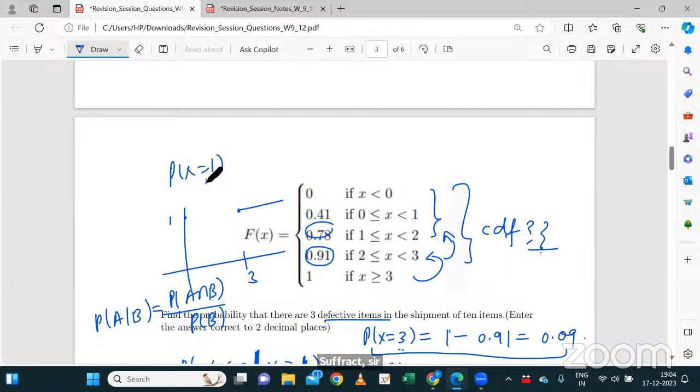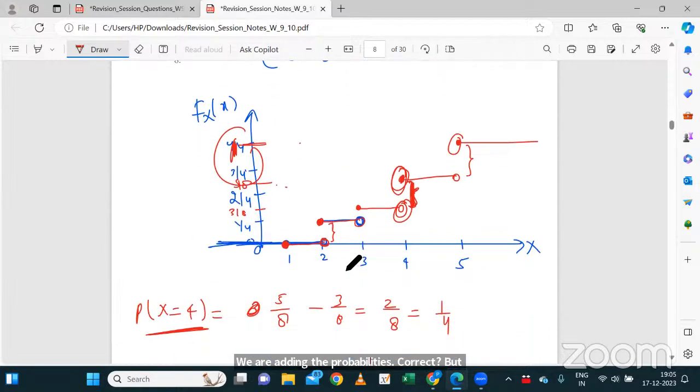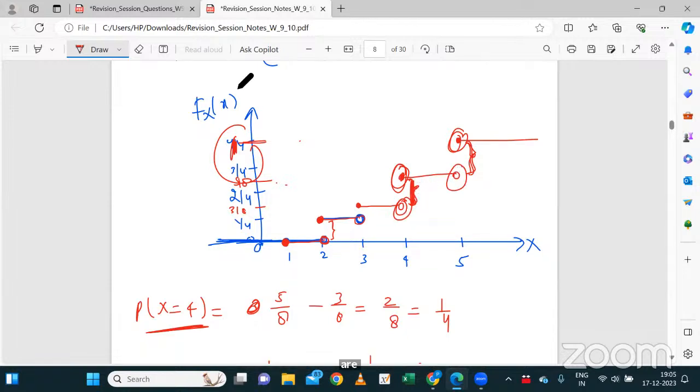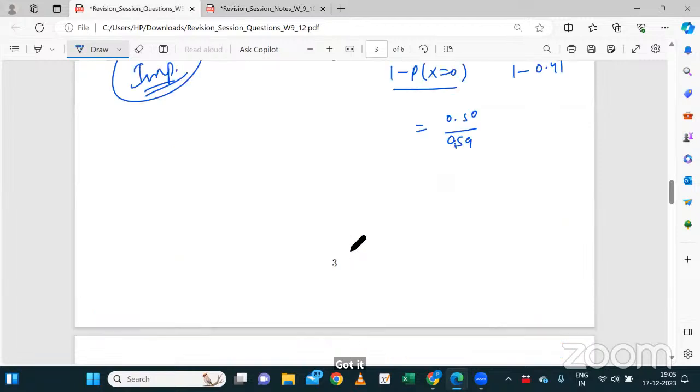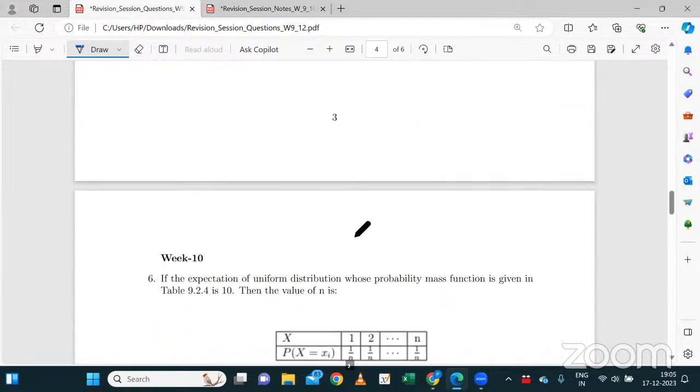Correct, because in a CDF, basically, we are accumulating the probabilities, right? We are adding the probabilities. But to get the probability at a particular point, we have to find this jump. This jump is nothing but subtracting the probabilities, correct? Got it? Understand? Okay, so far so good, everyone.